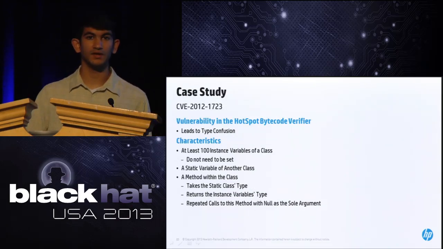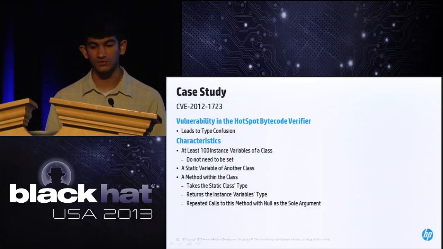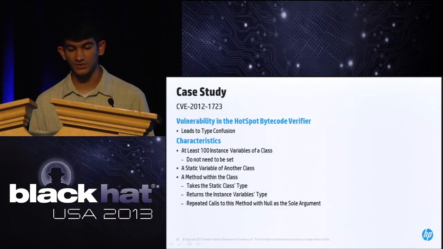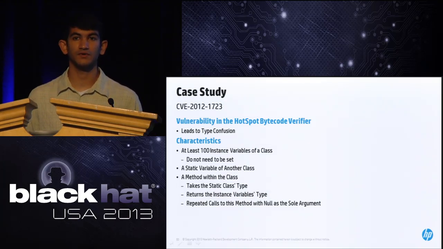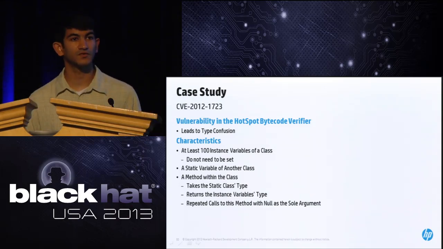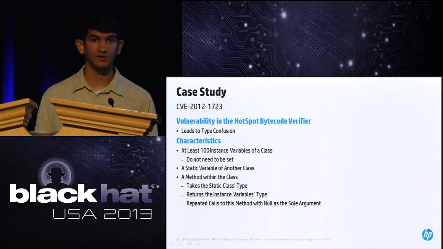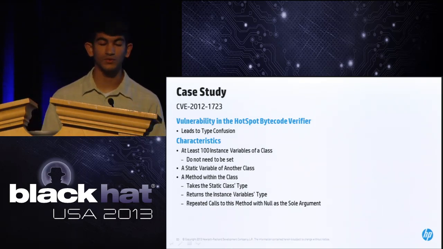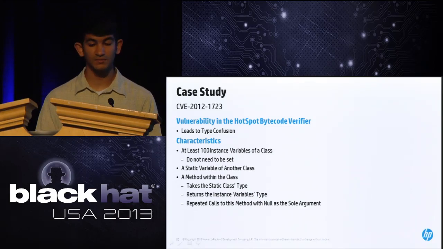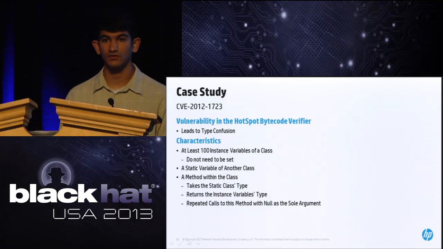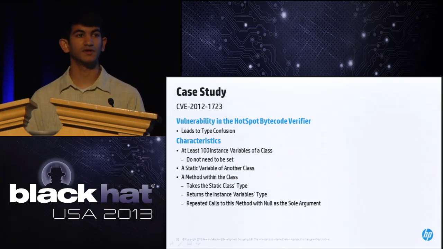So I'll now go over a case study of a piece of malware that was given to us, and it was labeled as CVE-2012-1723, which is a vulnerability in the HotSpot bytecode verifier that leads to type confusion. A couple of characteristics are that you have to have at least 100 instance variables of some class, class A, and you have to have a static variable of another class, class B. You then have to have a method within the class that takes class B's type and returns class A's type. And another characteristic of this is that you will see repeated calls to this function with null as the sole argument.